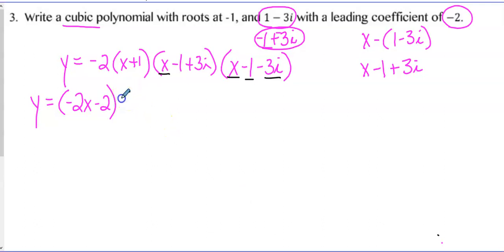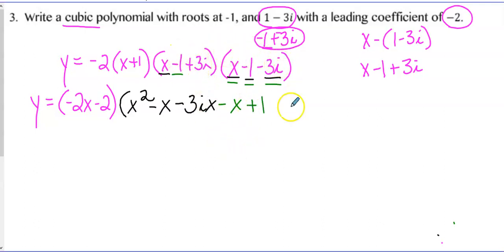And I'll do that in black. X times x, x squared. X times negative 1 minus x. And then x times negative 3i, we're going to write negative or minus 3ix. That's how we're going to write that. All right, then let's do green. So I'm going to do negative 1 times all of these. Negative 1 times x minus x. Negative 1 times negative 1 plus 1. Negative 1 times negative 3i, that's going to be plus 3ix.